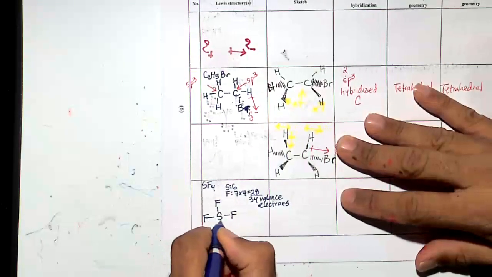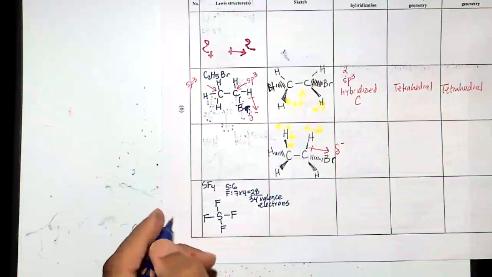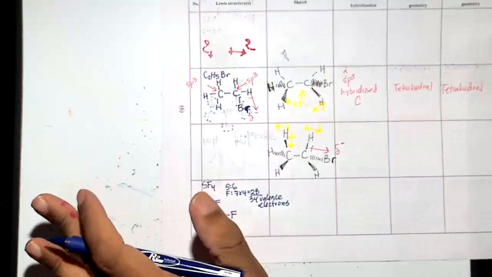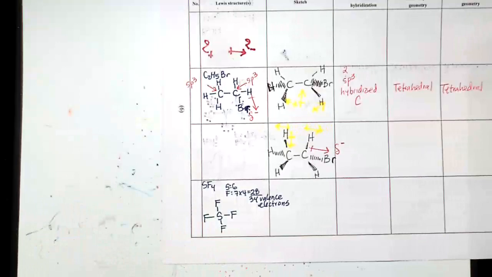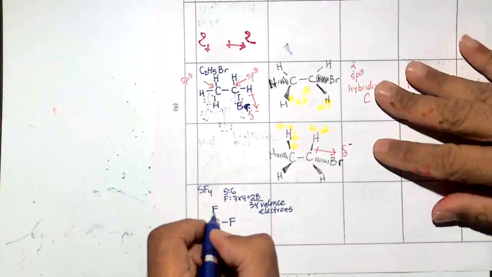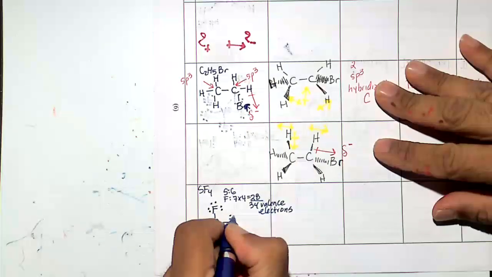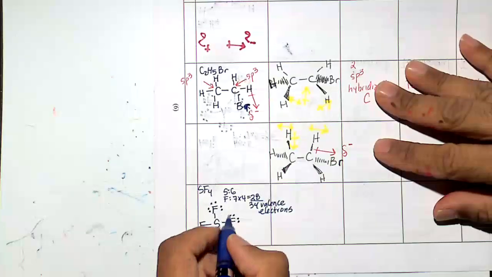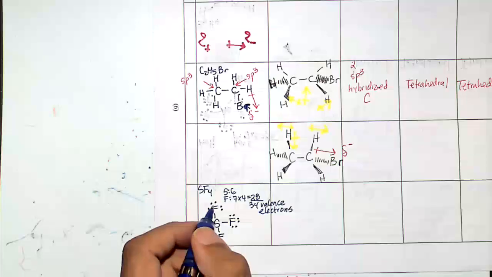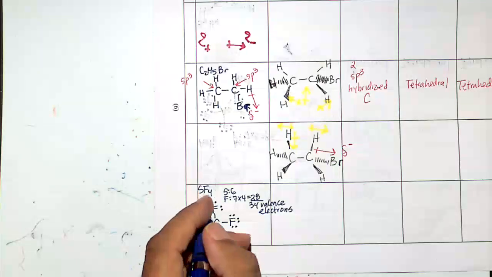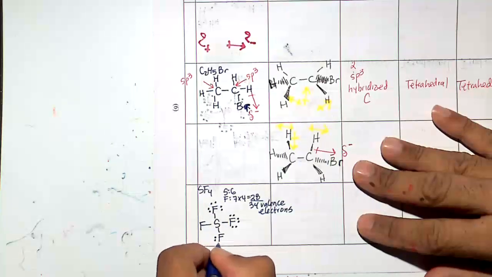Okay, what did I tell you about fluorines? How do I want you to draw them? Single bond with how many lone pairs? Single bond with 3 lone pairs. Okay, I want you to do that for all the halogens. Single bond, 3 lone pairs.